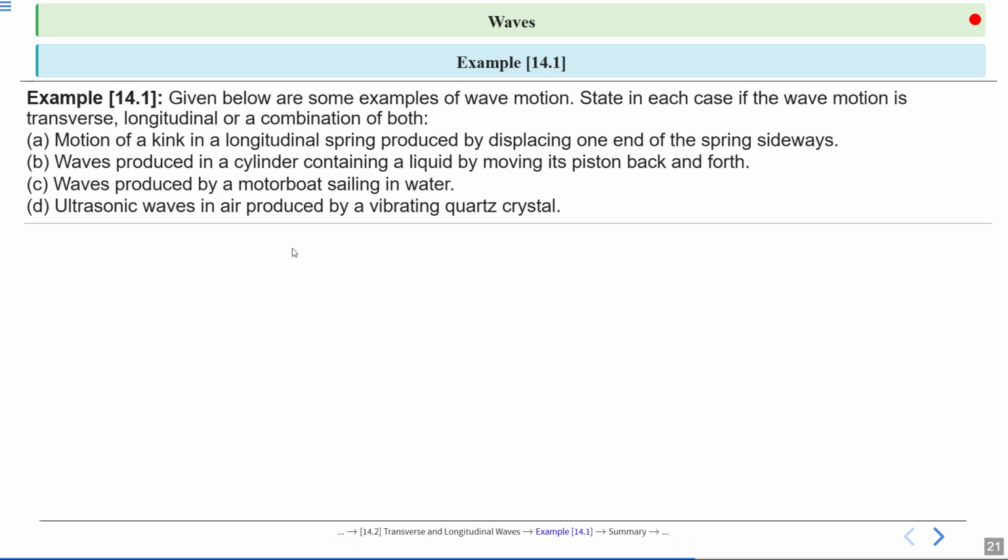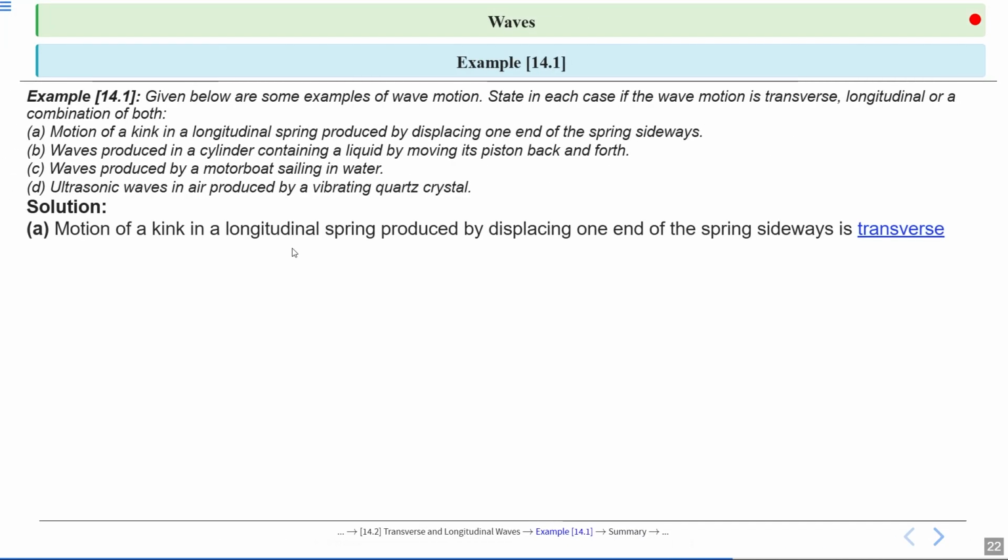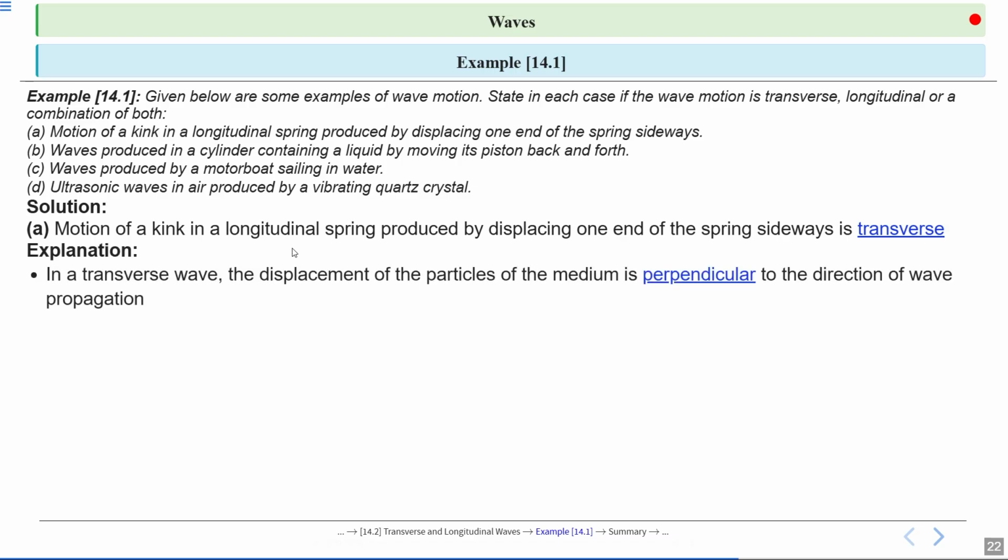Alright, let's look at the solution. For part A, when we move one end of a spring sideways, we create a kink that travels along the spring. This is a transverse wave because the movement of the spring coils is at right angles to the direction the wave moves. So, in a transverse wave, the displacement of the particles of the medium is perpendicular to the direction of propagation.